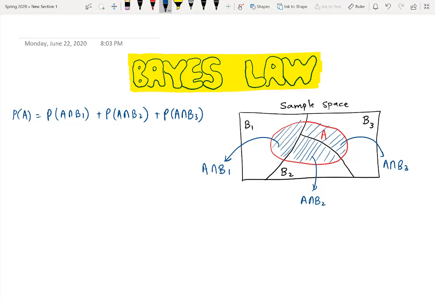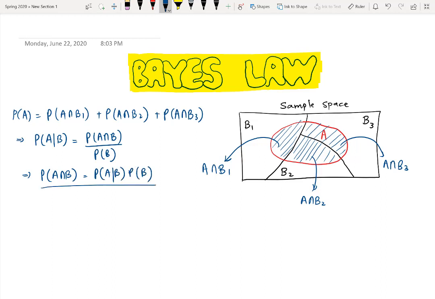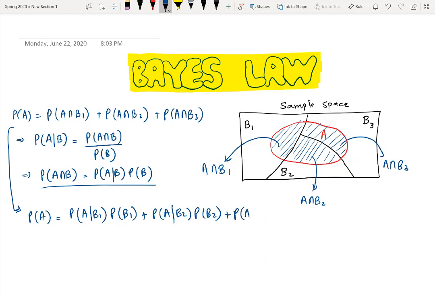And now, by using the definition of conditional probability, as conditional probability is defined as probability of A given B equals probability of A intersection B divided by probability of B, from here I can write probability of A intersection B equals probability of A given B multiplied by probability of B. So with this definition of intersection, I can rewrite this probability of A as probability of A equals probability of A given B1 into probability of B1 plus probability of A given B2 into probability of B2 plus probability of A given B3 into probability of B3.